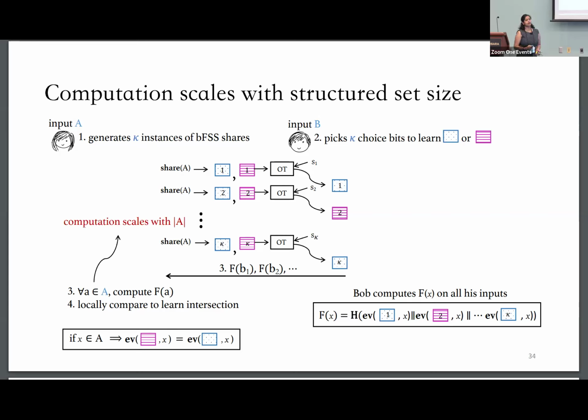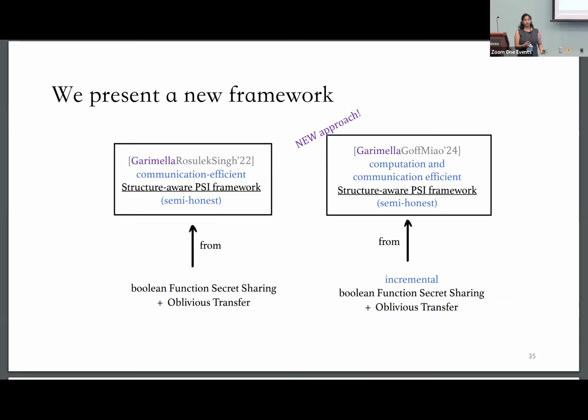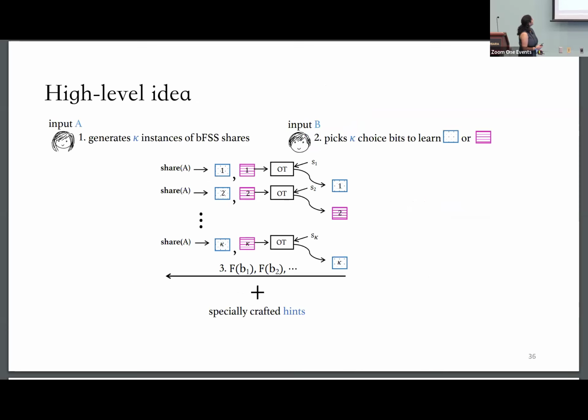But this is the undesirable property that we're addressing in this work. Notice that Alice has to enumerate and compute this function for every point within her set. And we want to address this with a new approach. And on a high level, this is the idea. Bob sends these function evaluations, but along with that, now he'll send some specially crafted hints. And these hints should enable Alice to efficiently identify and search for values within her input instead of having to enumerate everything.